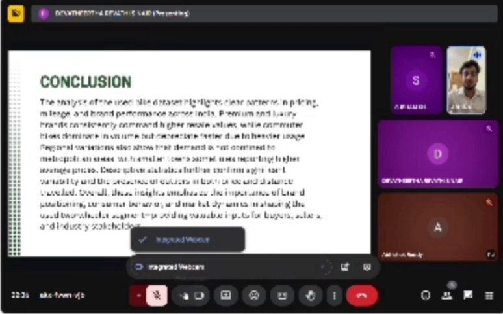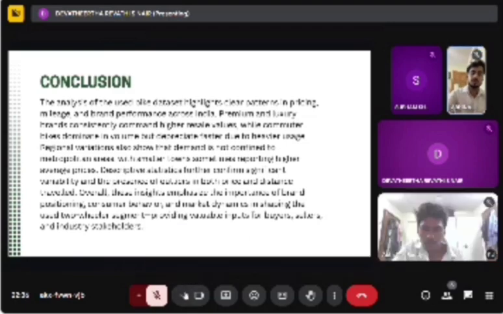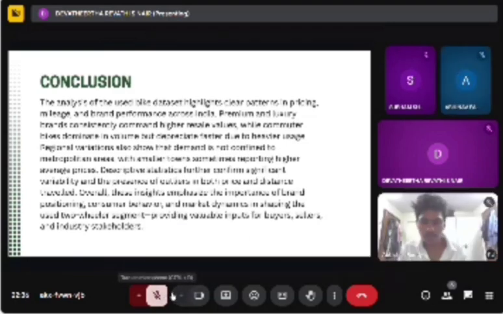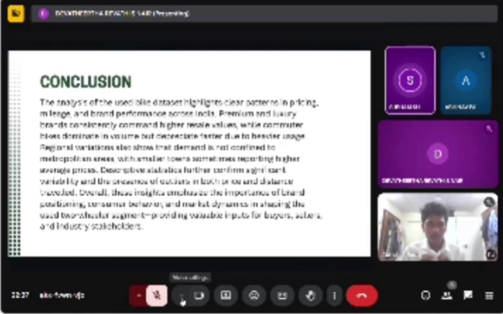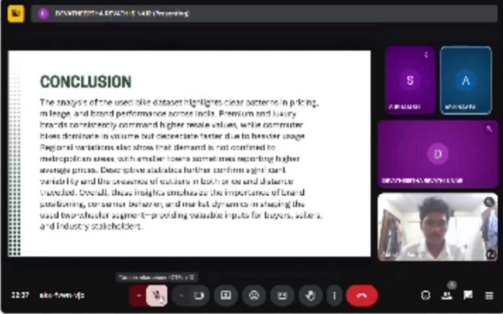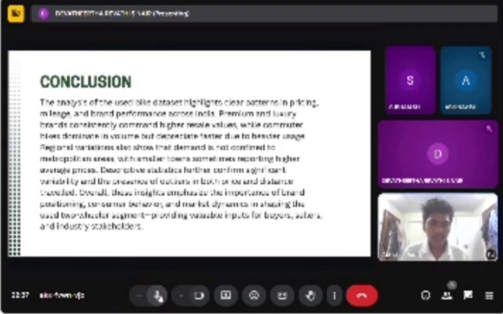Abhishek, please speak the conclusion. Abhishek, give the conclusion. Yes, yes.